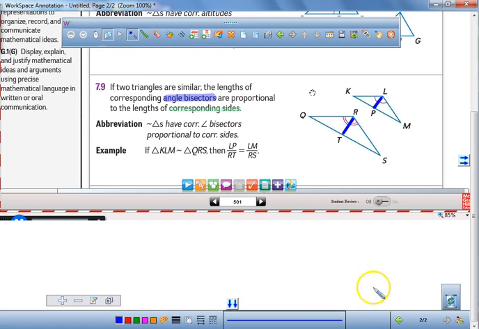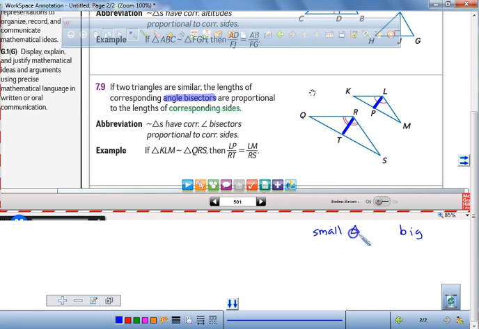What I want you guys to compare is, this time, instead of big to small, we're going to go small to big. Small triangle to big triangle. What is the length? What's the distance of the angle bisector in the small triangle up here? Which one's the small?